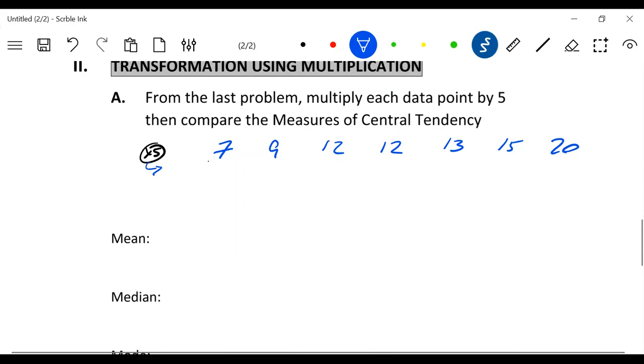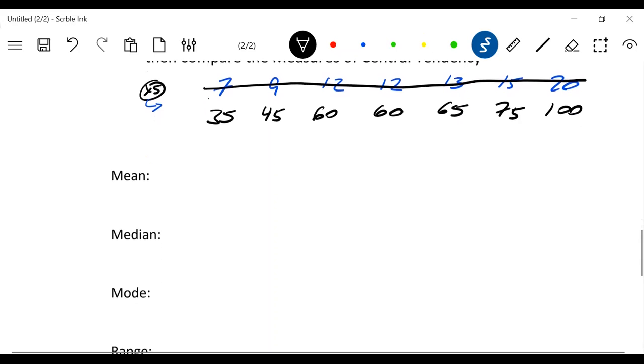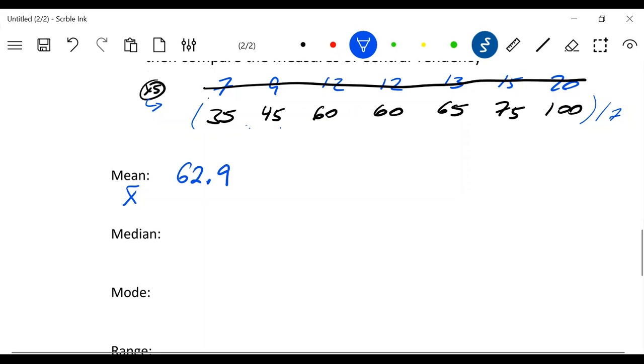Now we'll multiply 5 to each one of these, which means the new numbers will become 35, 45, 60, 60, 65, 75, and 100. So I'll cross out those. So we will do the same thing with the mean, okay, for the average. And I will add these up and divide by 7. And doing that gives me a mean of 62.9.